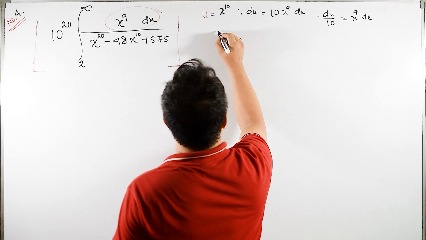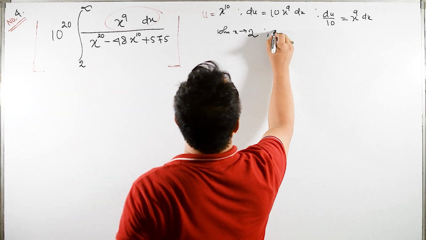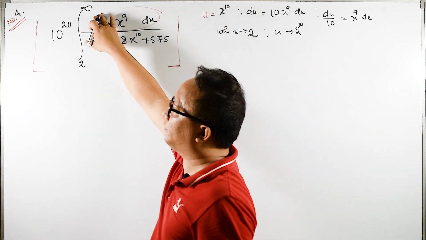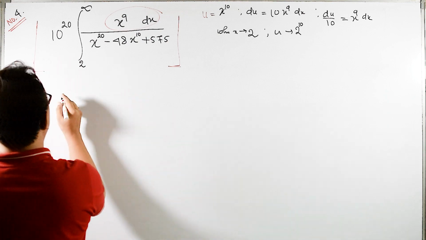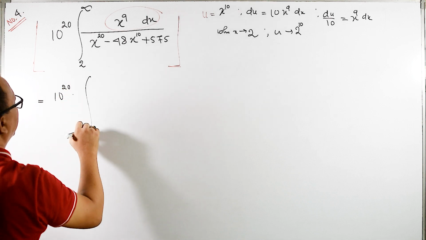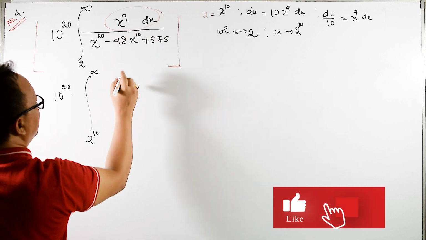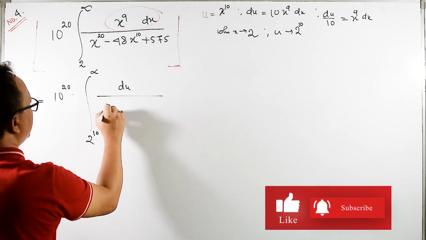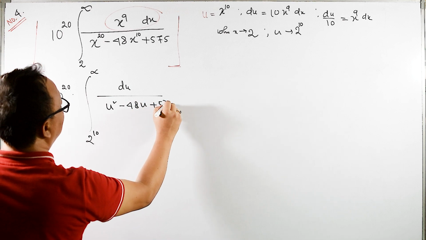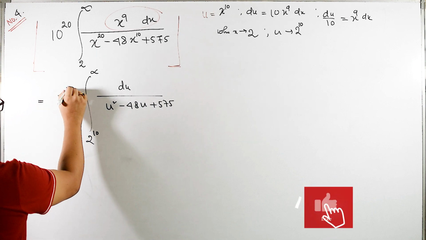What about limits? When x tends to 2, u tends to 2 raised to 10. When x tends to infinity, u also tends to infinity. Okay, that doesn't affect anything. So, it equals 10 raised to 20 integral from 2 raised to 10 to infinity, du upon u square minus 48 u plus 575. We have 10 upon 10, so this is 10 raised to 19.